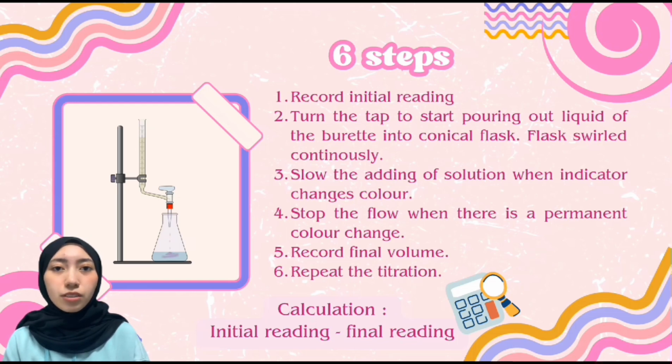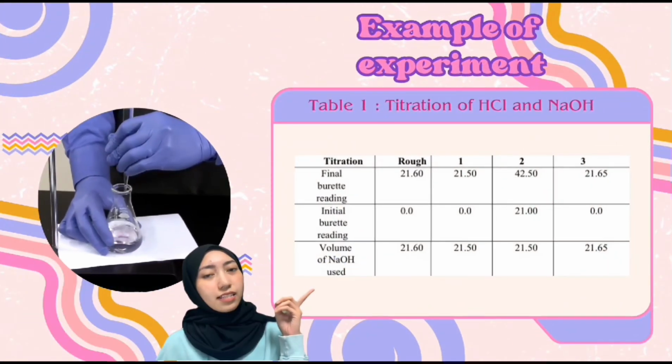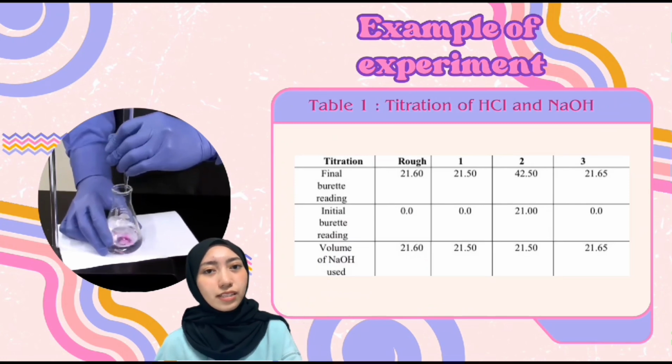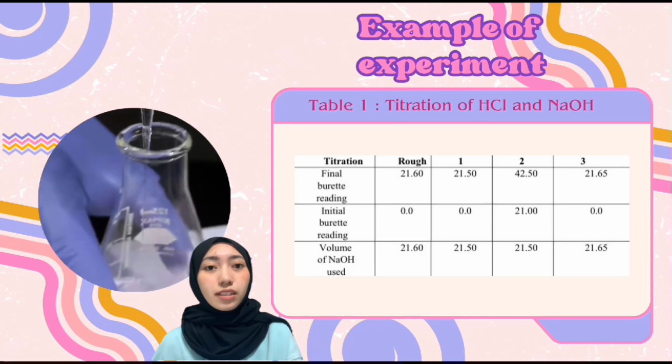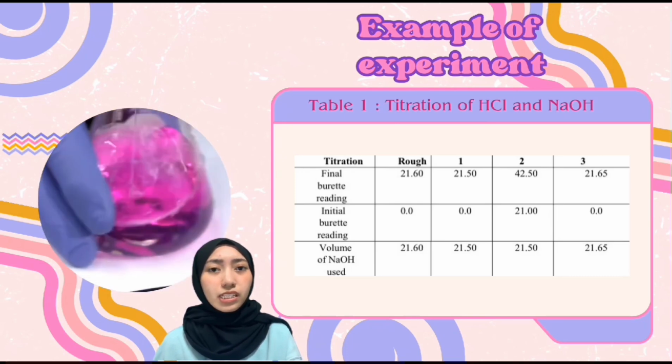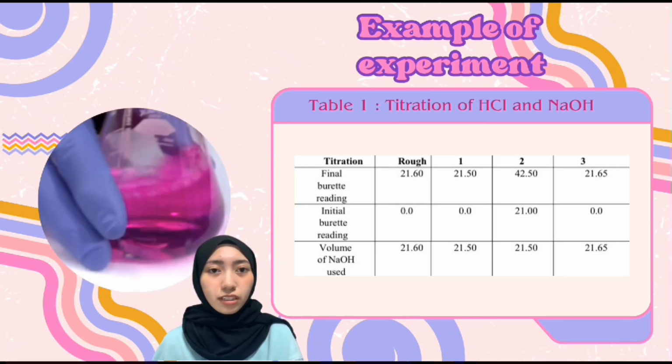The calculation used for this experiment is final reading minus initial reading. This is an example of the result between hydrochloric acid and sodium hydroxide. Phenolphthalein indicator is used in this experiment. As we can see, the color of the solution changes from clear to pale pink.